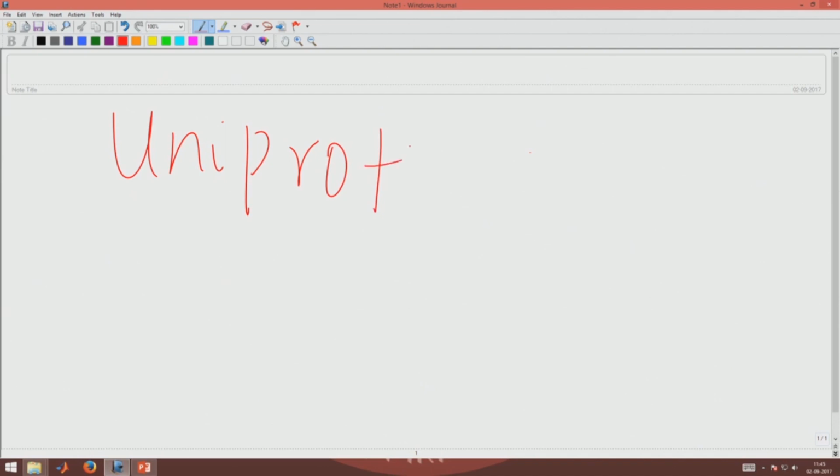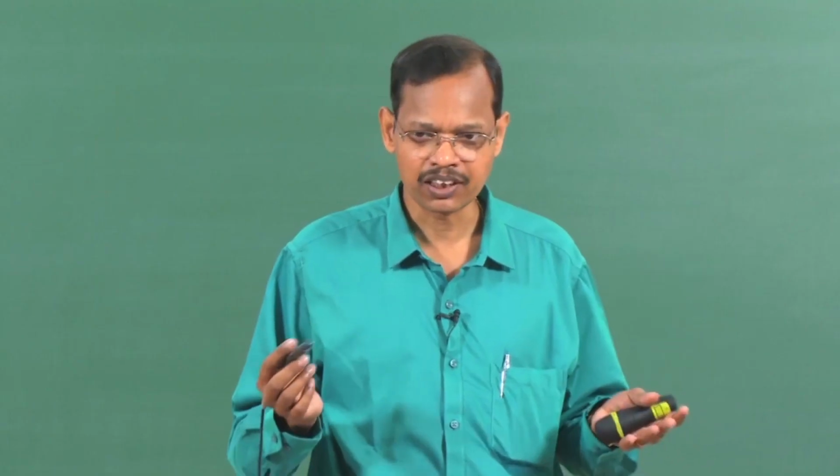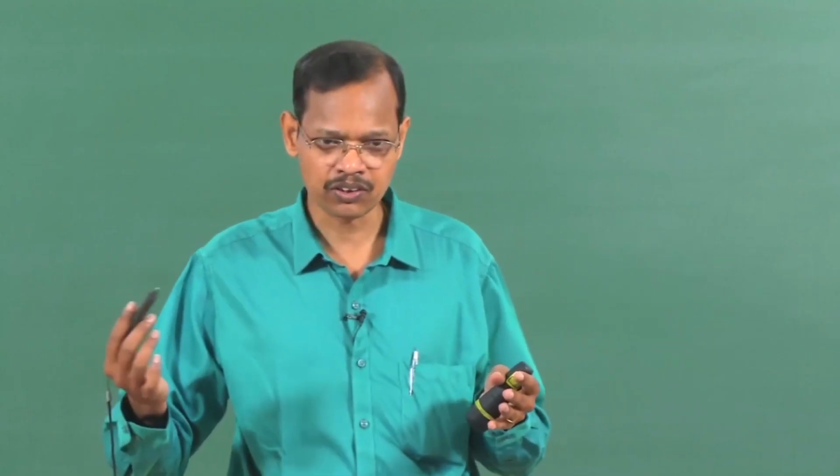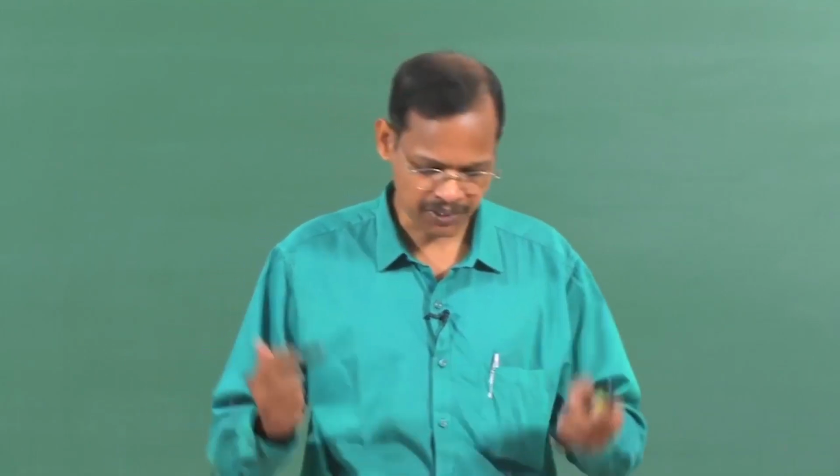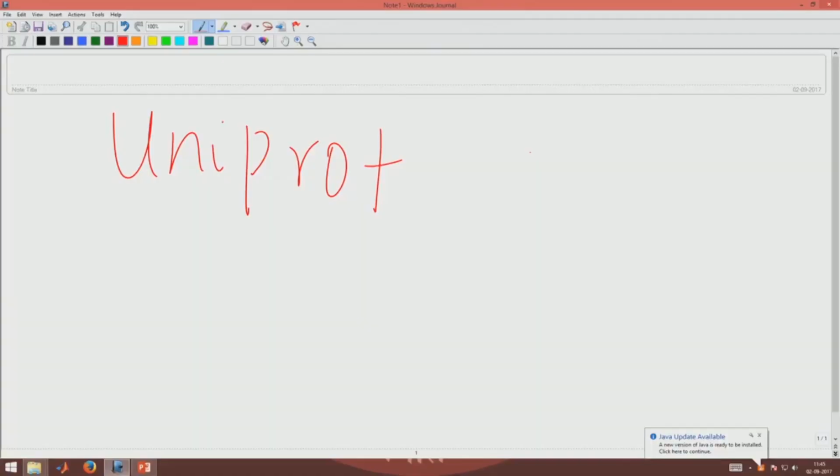So, UniProt is a database which contains protein sequence information. Earlier it was started with the PIR, the Protein Information Resource. In the meantime, Swiss-Prot also developed a database. They merged together 10 to 15 years ago, so they made a combined effort, a consortium called the UniProt consortium.